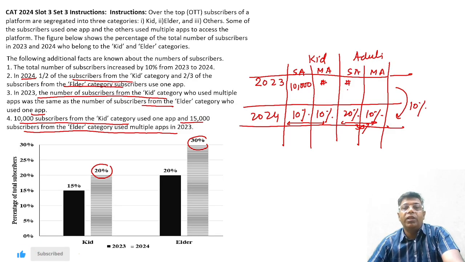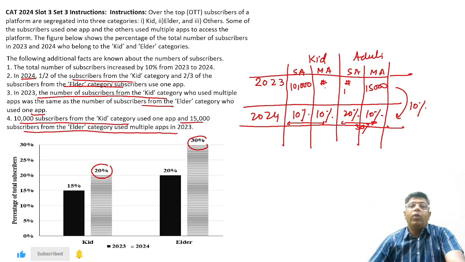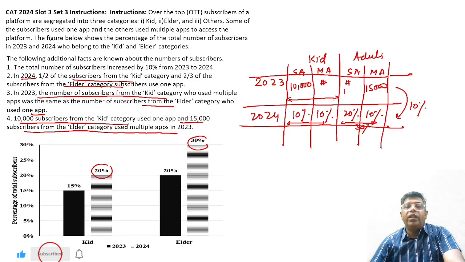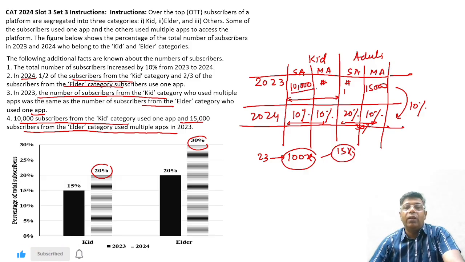And this value is 15,000, sorry, multiple. Okay. So now what can I do? How many kids were there in total in 2023? That is 15%. So let me assume that in 23 the total subscriber base is 100x. Out of that 15% are kids. So 15x are kids, and out of that 15x, 10,000 are using single app. So the rest, 15x minus 10,000, are going to use multiple apps.